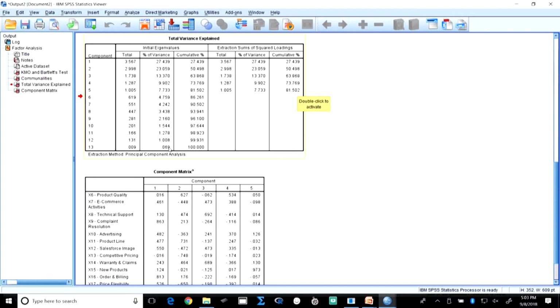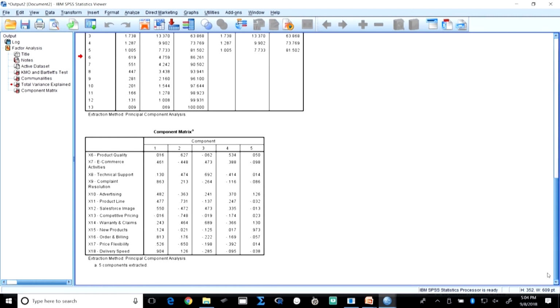If you go till the end, you will achieve 100%, but after 5 we find that it is significantly dropping down. So, if you take 5 factors and take the cumulative, we are explaining 81.5. Now, we have done this component matrix. If you see, 5 factors have emerged, but it is becoming very difficult to analyze these 5 factors in this situation. So, we will make some changes. But you can see here 13 variables, 5 factors.